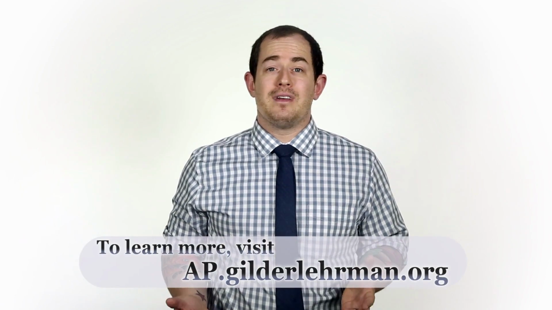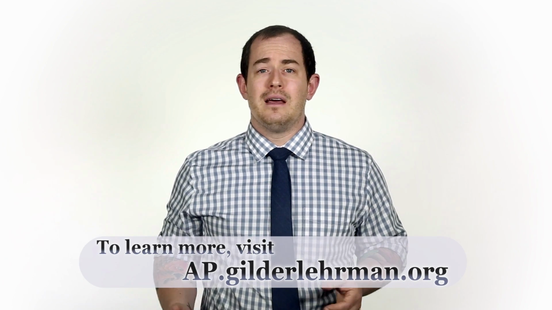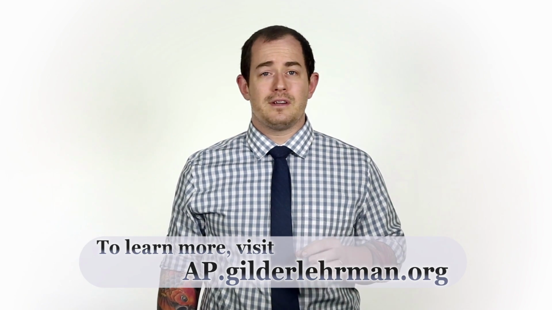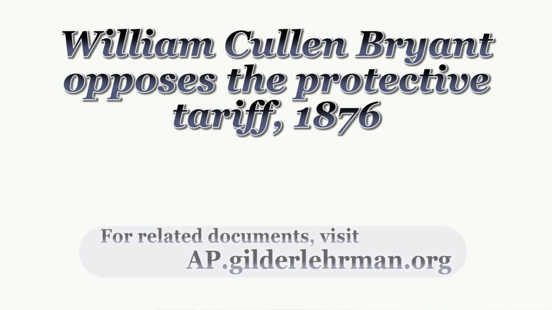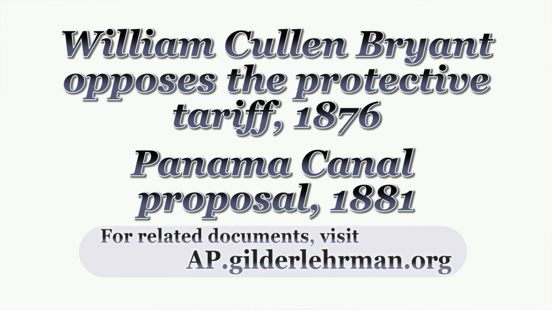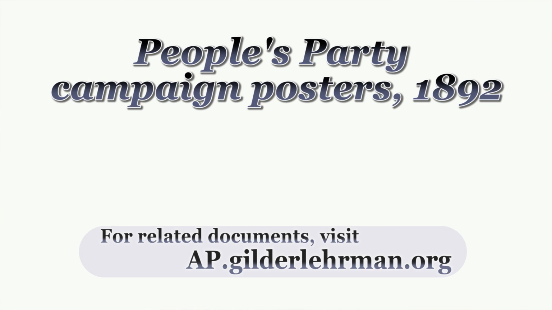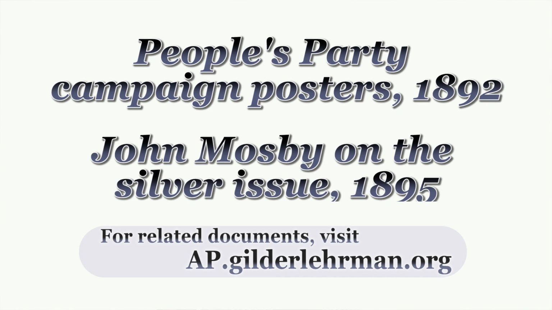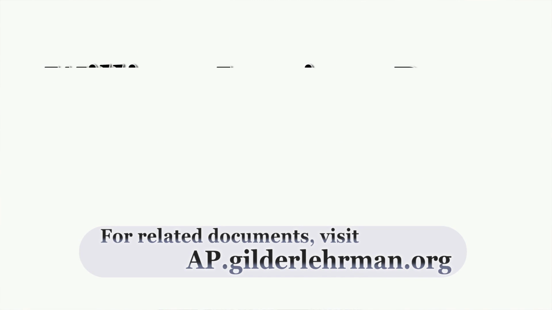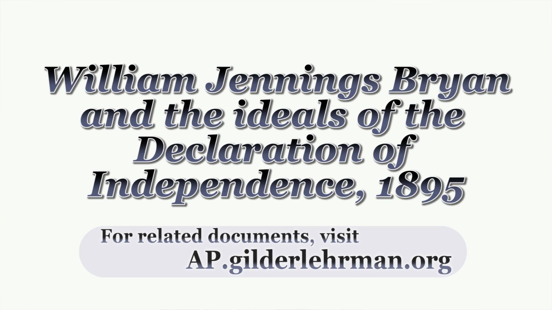Well, there we have it. This is a ton of information to process, but continue to immerse yourself in the materials at ap.gilderlehrman.org, including William Cullen Bryant opposes the protective tariff in 1876, the Panama Canal proposal in 1881, People's Party campaign posters from 1892, John Mosby on the silver issue in 1895, William Jennings Bryan and the ideals of the Declaration of Independence also in 1895.